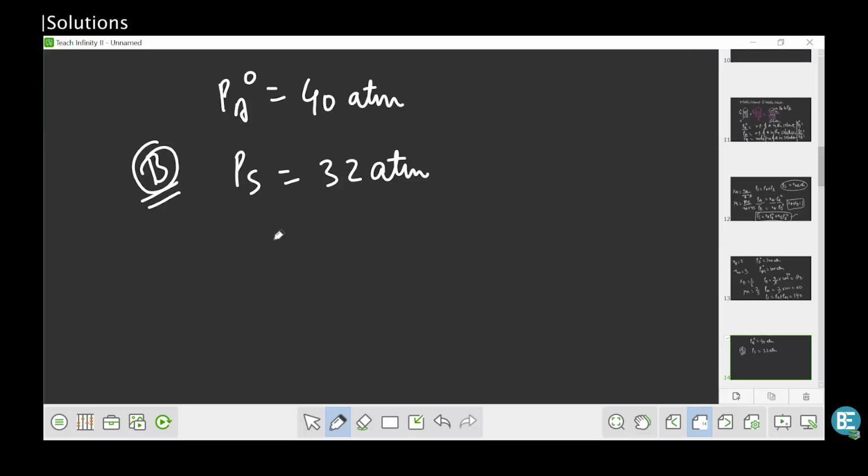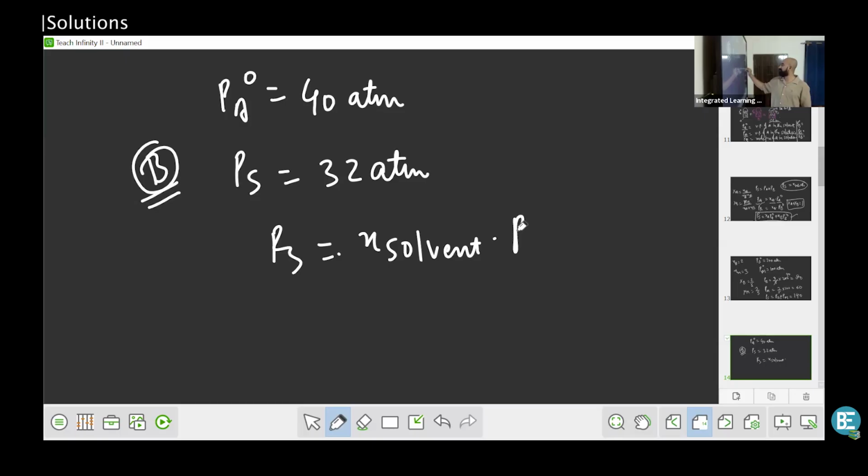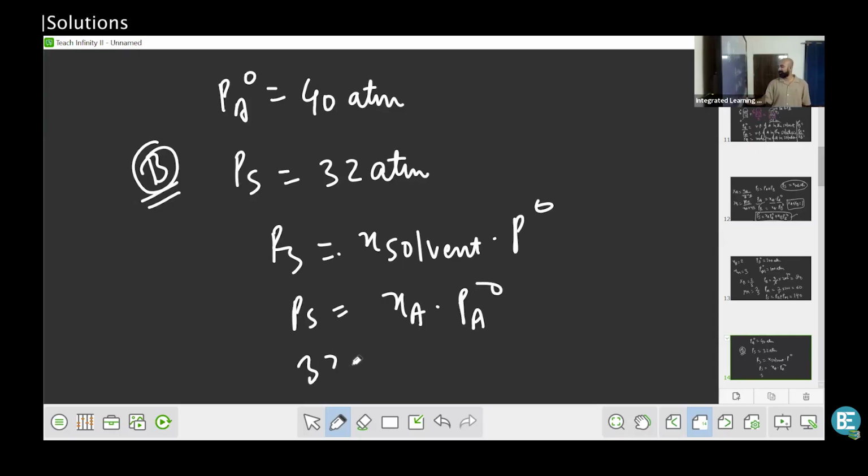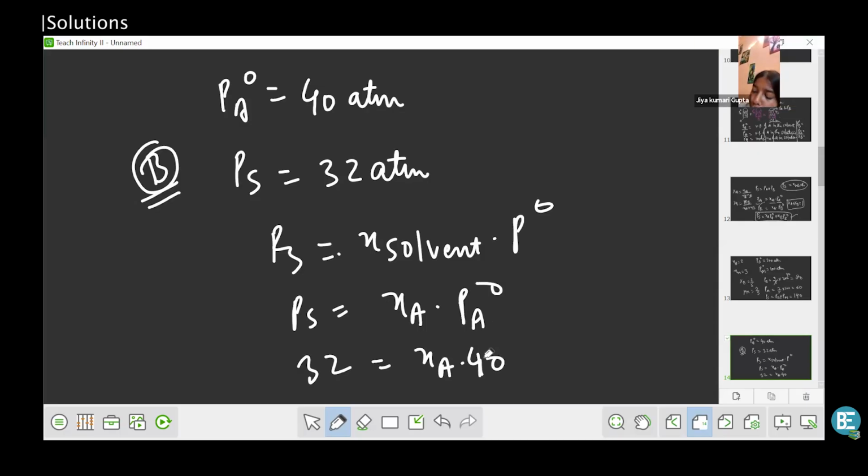Ps is equal to X solvent into P naught. So tell me what is the solvent? A is the solvent, and this is PA naught. This is Ps. So what will become? 32 is equal to XA into 40. Can you solve this one? Is it easy, right?